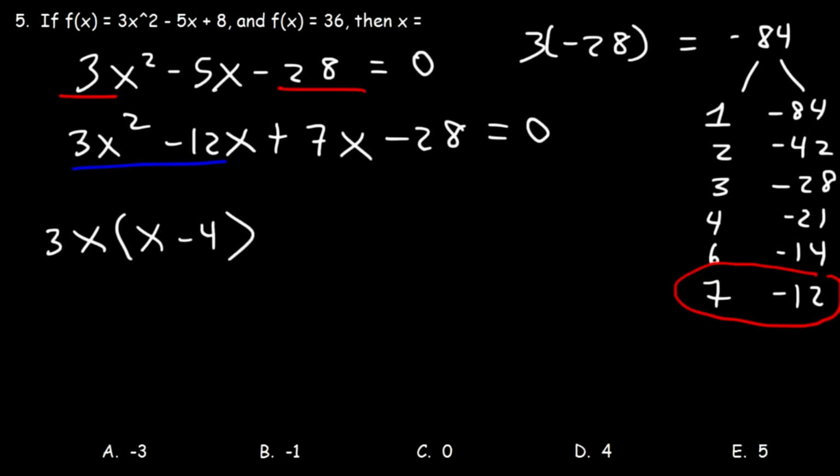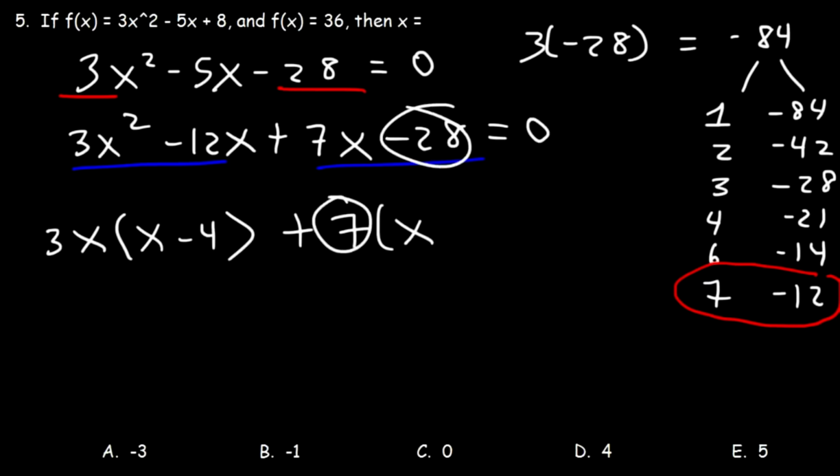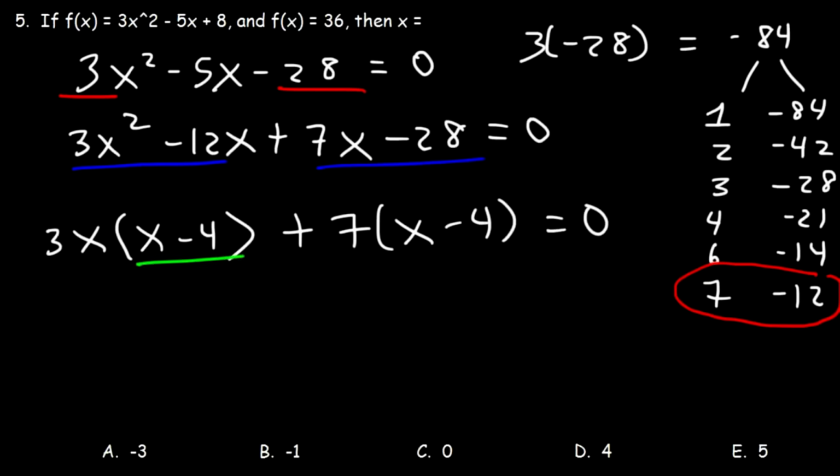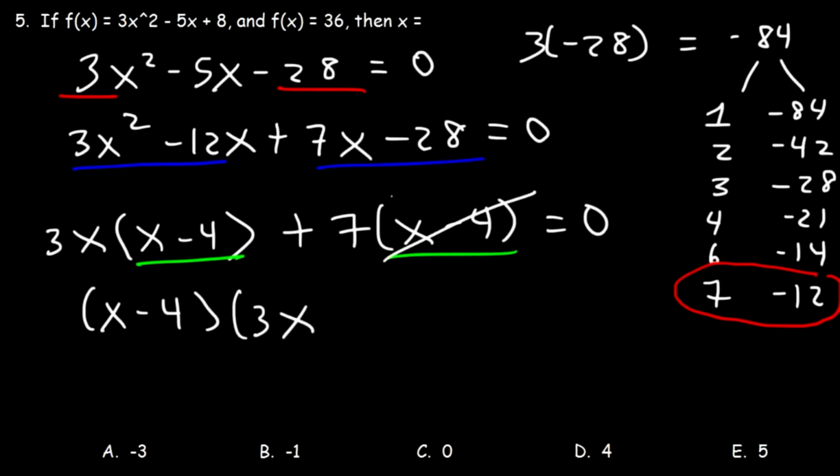Now do the same thing for the last two terms. The greatest common factor is 7. 7x divided by 7 is x. Negative 28 divided by 7, that's negative 4. And now we could factor out the x minus 4. So if we take out x minus 4 from this term, we're going to have 3x left over. And if we remove it from this term, we're going to have a 7 left over.